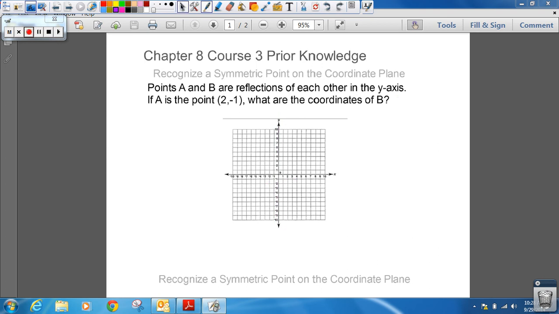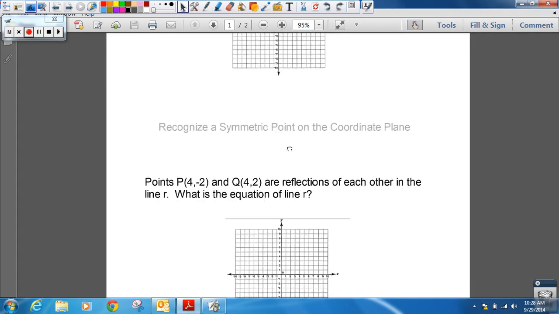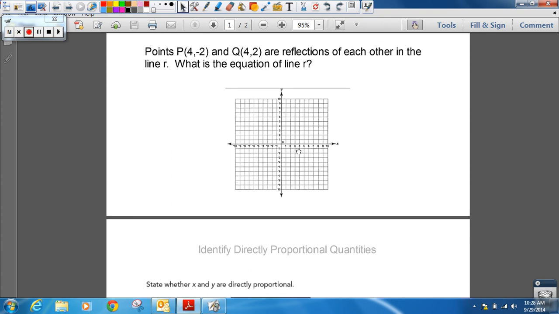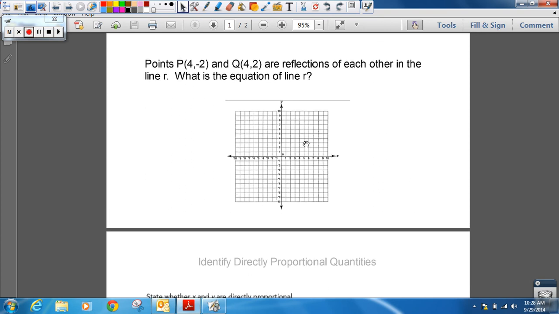The next one gives you 2 points, and it wants you to find the line of reflection and also the equation of that line. So if I go ahead and mark those 2 points, P would be at (4, -2), so 4 to the right, down 2. And Q is at (4, 2).